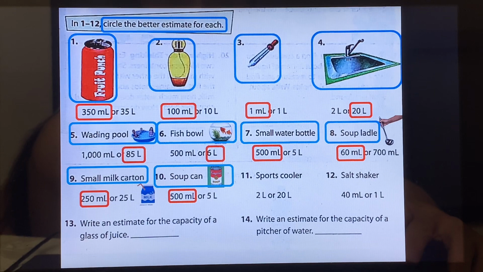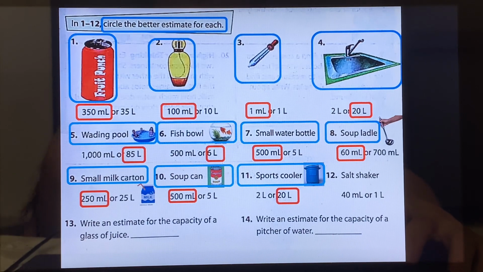11. A sports cooler. 一个外出携带用的保冷箱, which is a better estimate, 2 liters or 20 liters? 20 liters. Did you get it right? 12. A salt shaker. 盐调味瓶, which is a better estimate, 40 milliliters or 1 liter? 40 milliliters. Did you get it right?